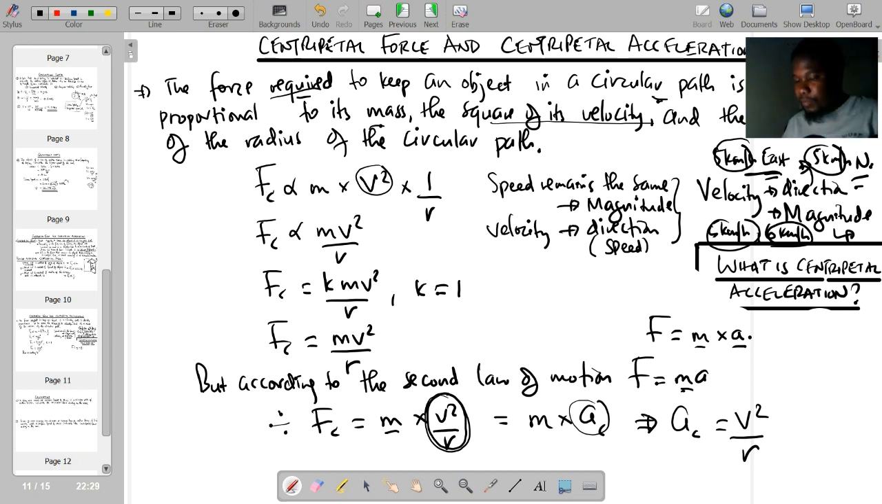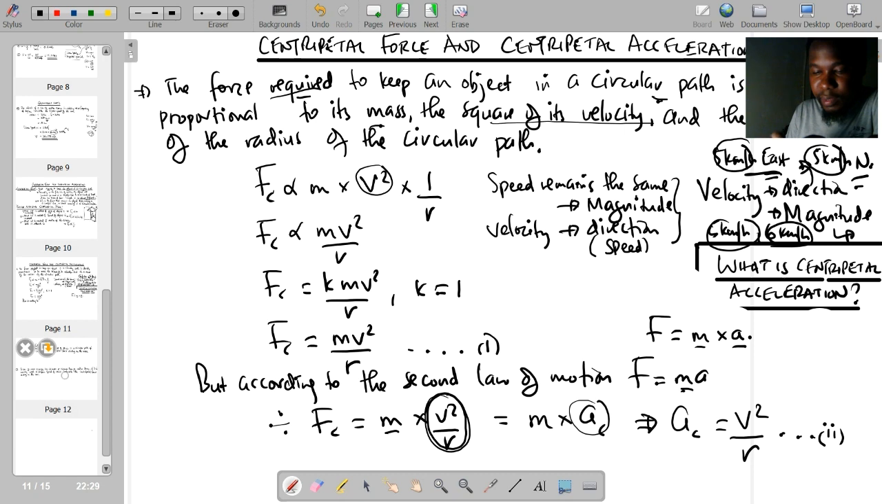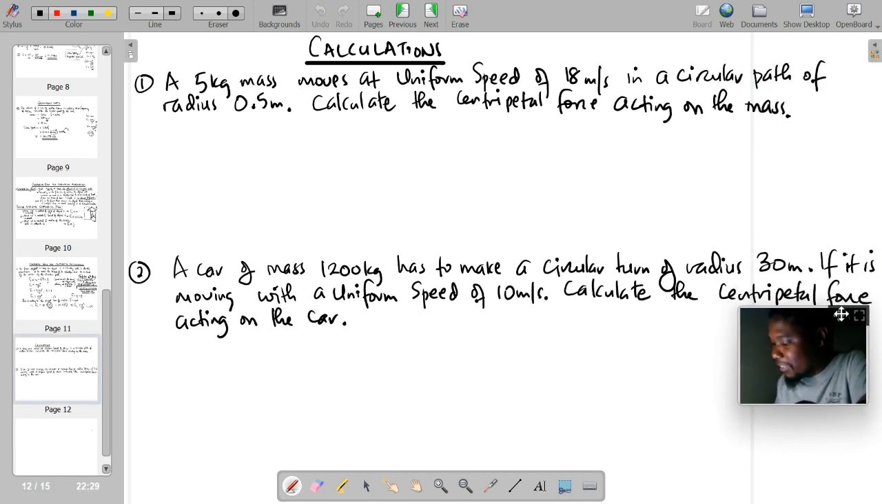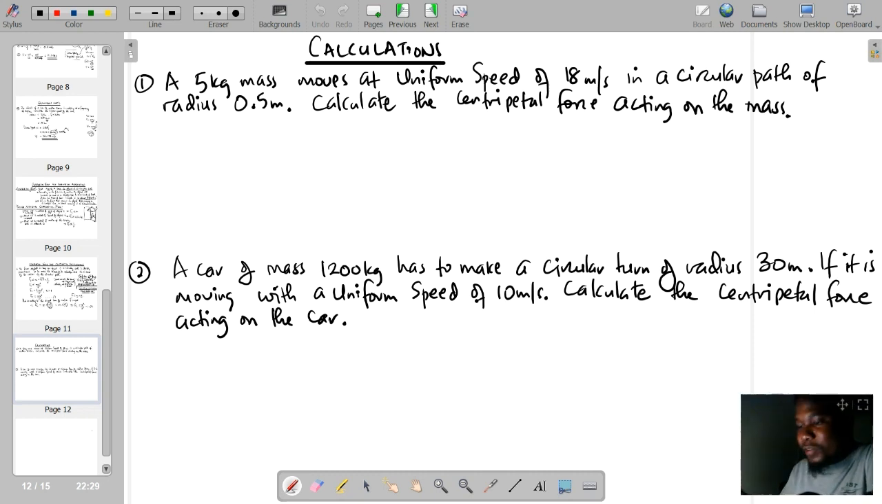Those are the two formulas that we must keep. First formula and second formula. All right, that's very important. I hope you're able to understand this. I want to see questions in the comment section if you don't understand something, so that I can clarify it in the next lessons. But otherwise, let's transition now to the final part of the lesson, that is calculations. This is going to be fun.